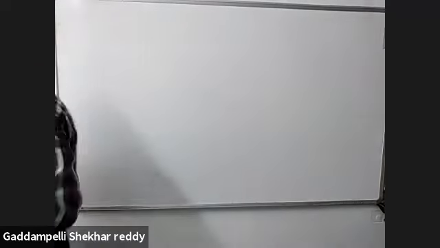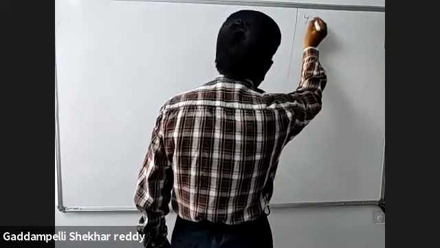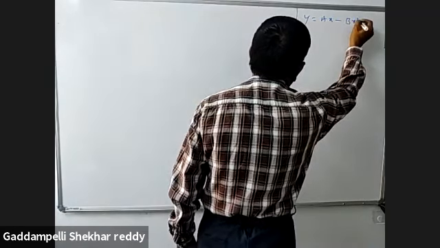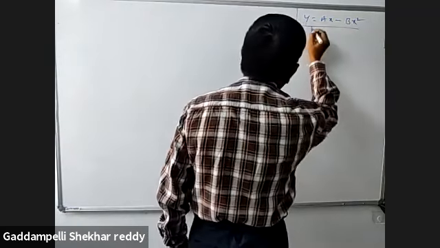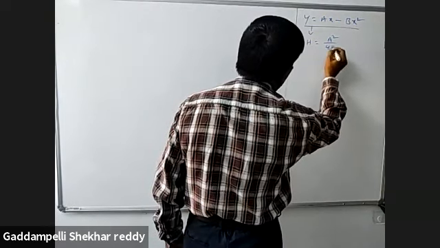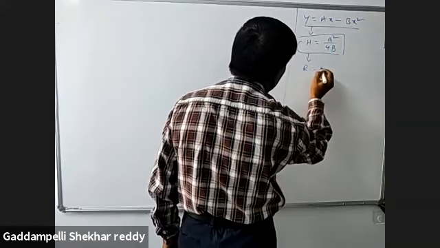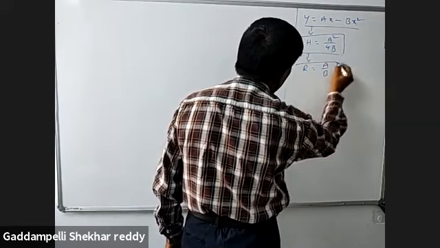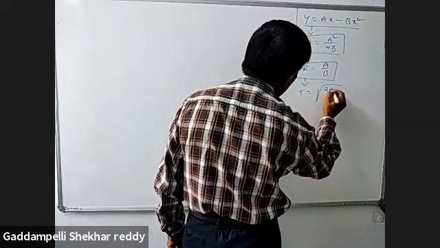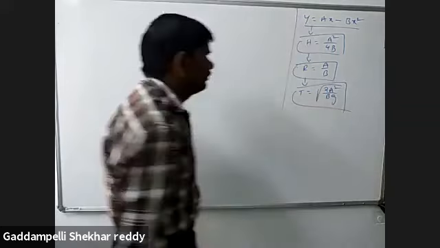So finally you should remember. Given the trajectory equation y is equal to ax minus bx squared, the maximum height is equal to how much? a square by 4b. Next, range is a by b. Next, time of flight is under root of 2a square by bg. This is a shortcut method for solving the problems.